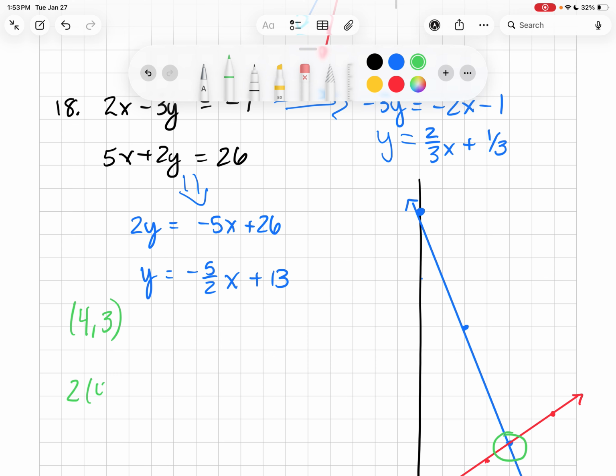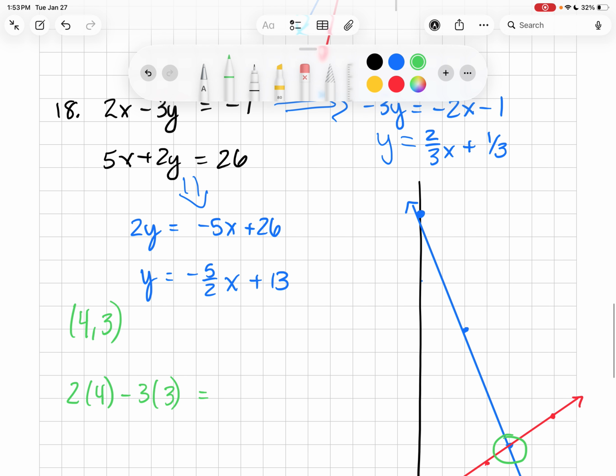So I've got 2 times 4 minus 3 times 3 equals -1. So this is 8 minus 9. -1 equals -1. So I know that this is in fact the answer.